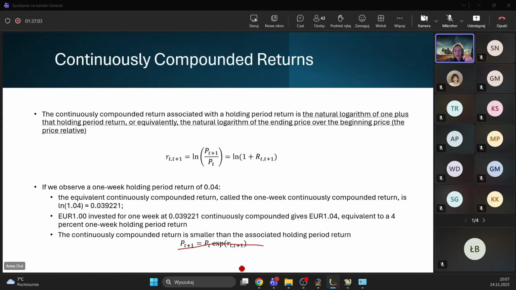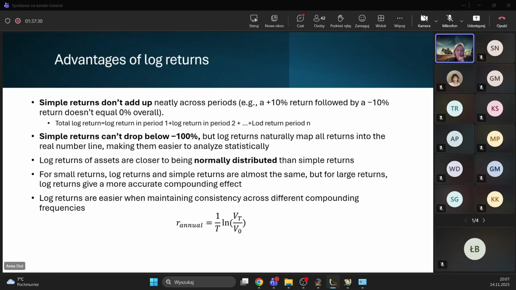However, although log returns are very useful in modeling, they are not used for understanding the distribution of stock returns or financial instrument returns, because the distribution is usually not normal. So we have to understand this lack of normality in the distribution.